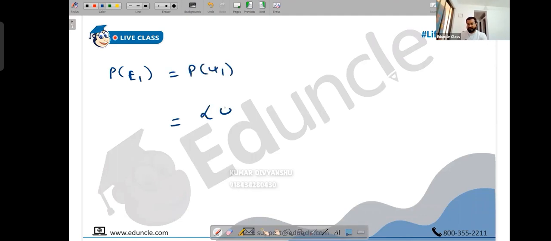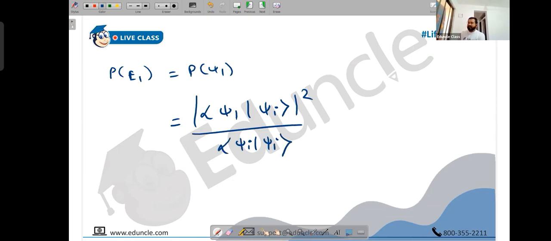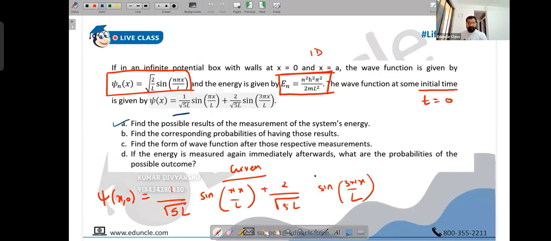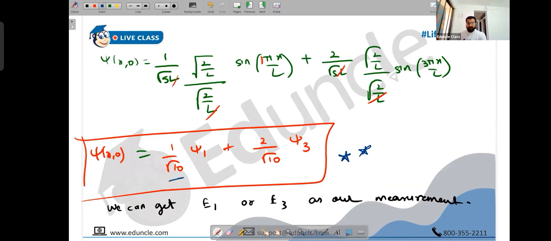So how do we find this? This will be the square of psi 1 with the initial wave function, upon psi i psi i. The denominator will become 1 if our wave function is normalized. So if you want, you can check immediately whether the wave function is normalized or not. Square and add these two coefficients. If this becomes 1, then only you can say that the wave function is normalized.